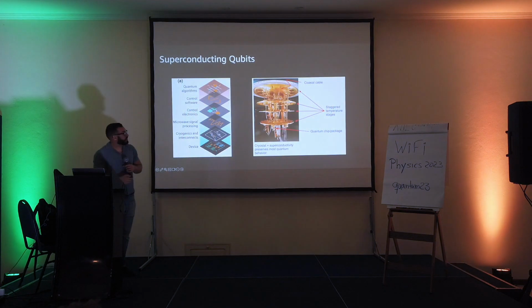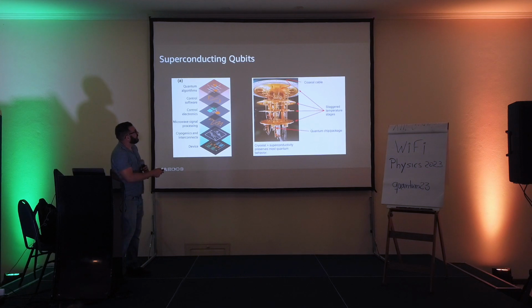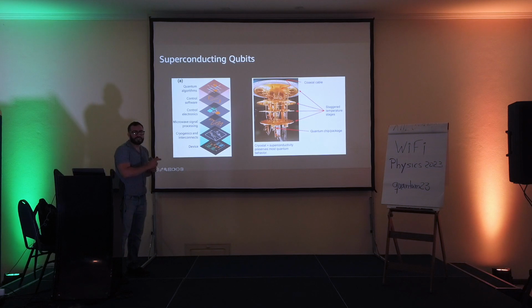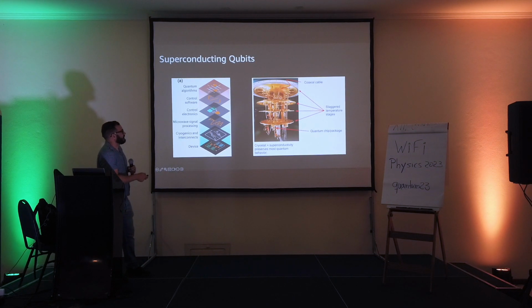So just another picture. This one is from Google, I think. But it's the same kind of fridge. Everyone buys from the same company. It's like Bluefors, a company in Finland, and they build the best fridges currently. And so these coaxial cables send the microwave signals to the qubits. This is the staggered temperature stages, where it gets colder and colder.